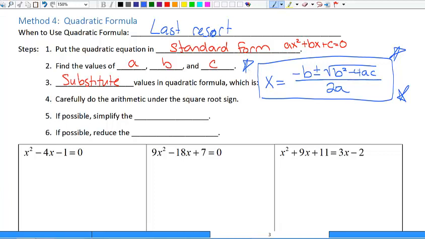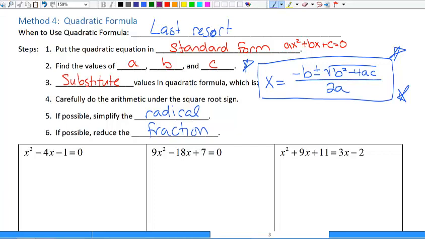So there's a lot of things under the square root, b squared minus 4ac. You need to carefully do that using your PEMDAS. Step 5 says, if possible, I want you to simplify the radical. Step 6 says, if possible, I want you to reduce the fraction. Okay, so in order to be successful when using the quadratic formula, you have to memorize the formula.